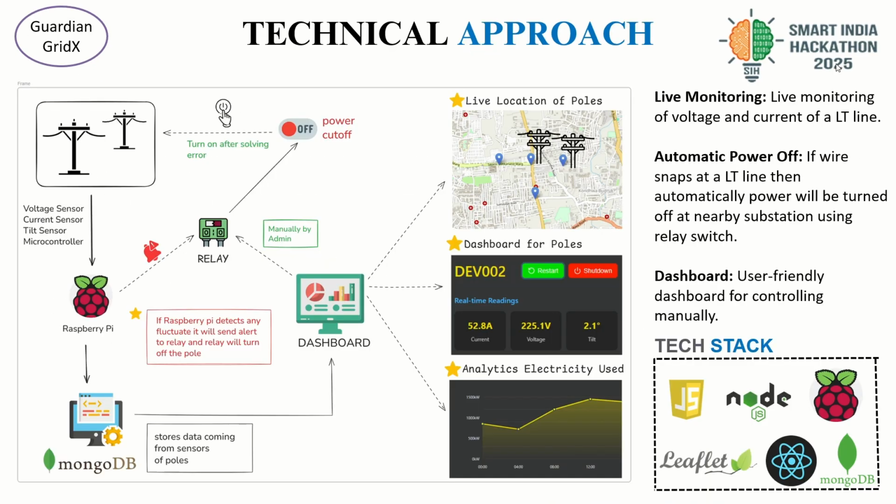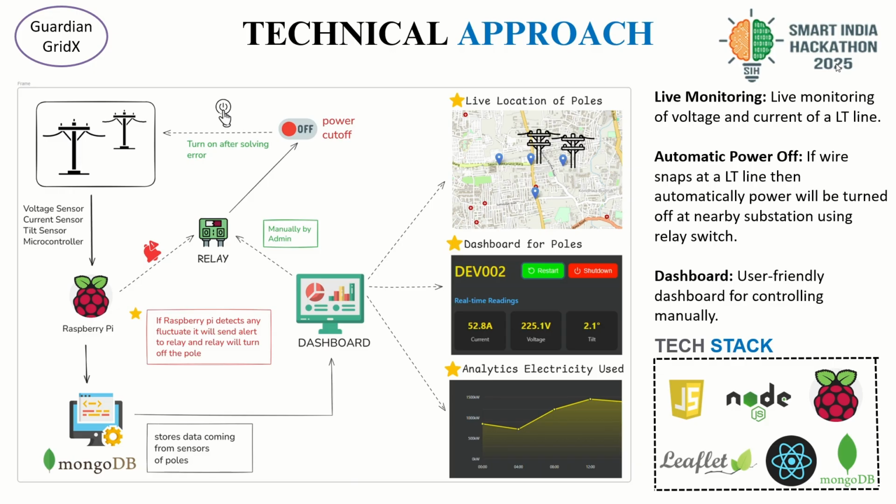Understanding the solution in depth, here we have the architecture diagram. So basically, on poles there is a small device which has a voltage sensor, current sensor, tilt sensor, and also a microcontroller, that is the ESP32. All the poles under a substation will send the real-time data to the main IoT gateway that is set on the substation, that is a Raspberry Pi, and this data will be transferred to the backend.